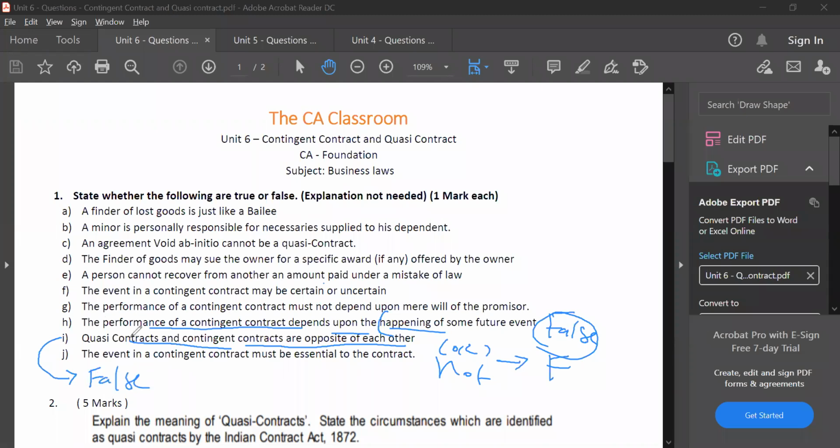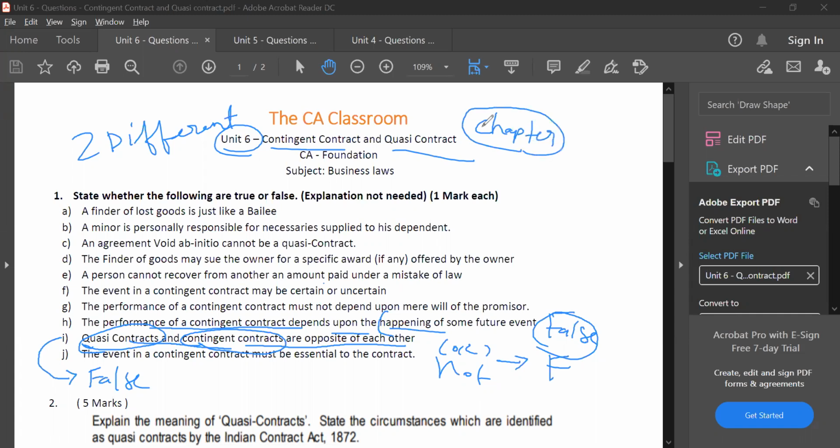Very simple, guys. I know you're not confident, but just think conceptually. Quasi contract and contingent contract are two different, unique concepts, correct? They are separate units. There is no relationship between contingent contract and quasi contract. The only relationship is that they are in the same chapter in the textbook. That's all, nothing else. Therefore, they are not opposite to each other. They are very different concepts.